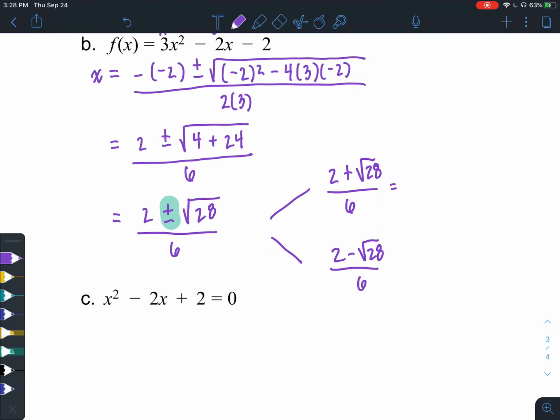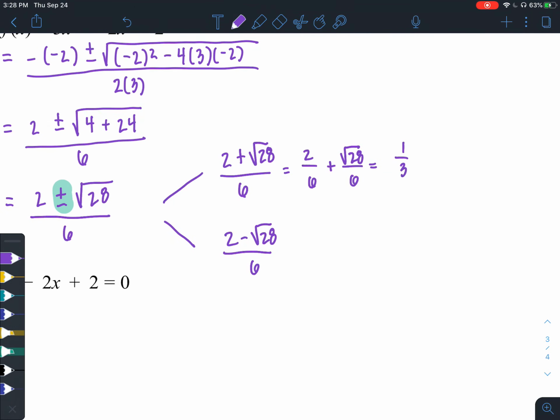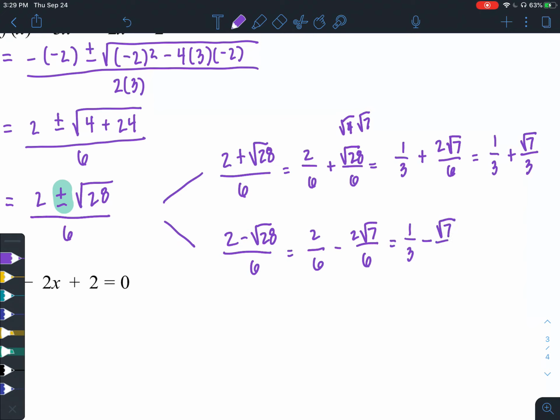So when we do that, we have to break it into 2 parts. So it's going to be 2 over 6 plus radical 28 over 6. 2 over 6 is the same thing as 1/3. Radical 28 is the same thing as the square root of 4 times the square root of 7, so it's going to be 2 radical 7 over 6. So then we get 1 over 3 plus radical 7 over 3. Then for the other one, it's the same thing. We get 2 over 6 minus 2 radical 7 over 6, which is the same thing as 1 over 3 minus radical 7 over 3. So these are the 2 answers that you get. I'm actually going to highlight those so they're a little bit nicer.